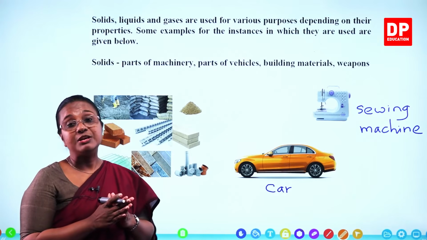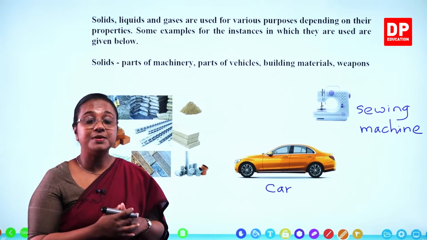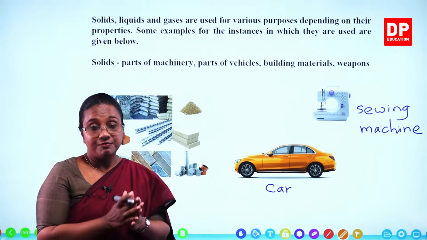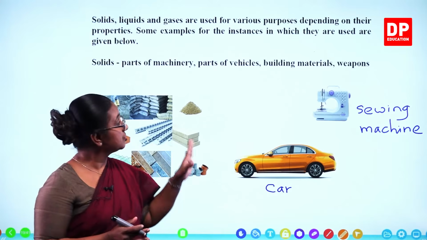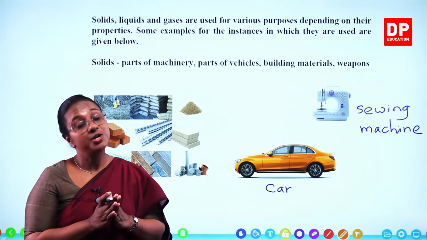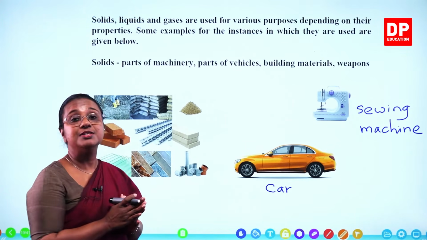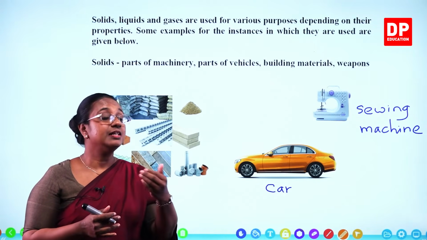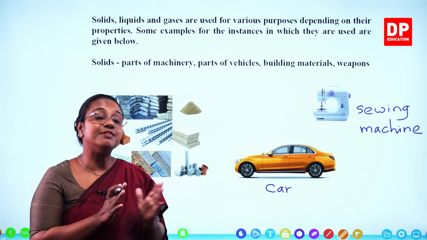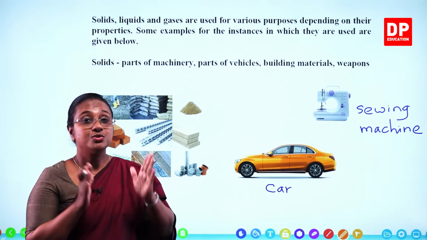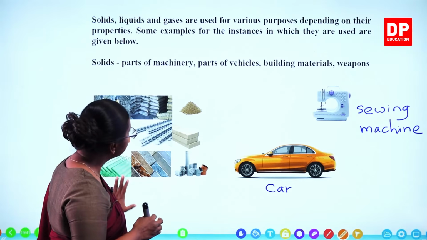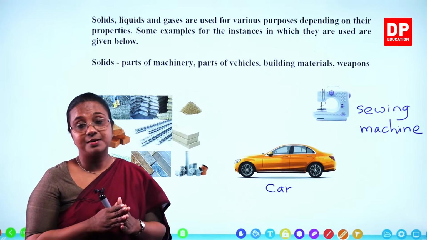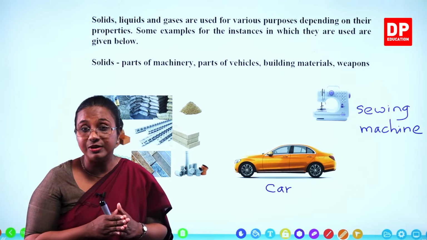You know about different weapons used for different purposes, especially for defense purposes during wartime. Different countries use weapons. So they are also made up of solid. Again, because of their properties. They are stronger, high density, they cannot be compressed, and have definite shape and definite volume. So that is how you have to understand the uses of these materials or solid substances in our day-to-day life.